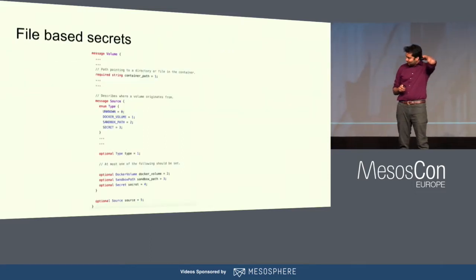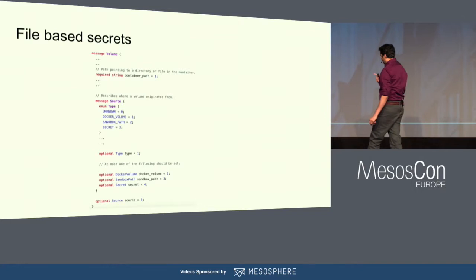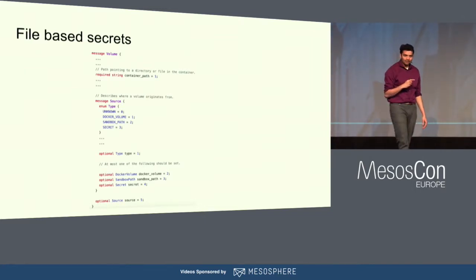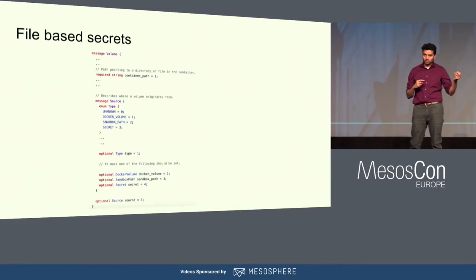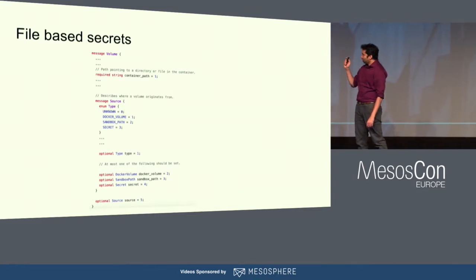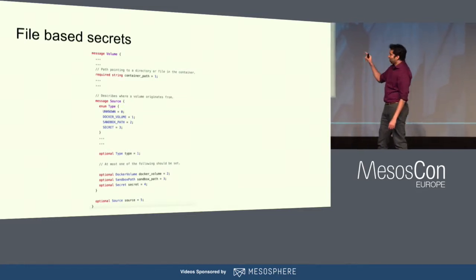For file-based secrets, we also extended the volume protobuf that we currently have, where you can set up different sorts of volumes in your container. We extended it so that the source of the volume could be a secret. Previously we could only use a Docker volume as a source or a sandbox path as a source.